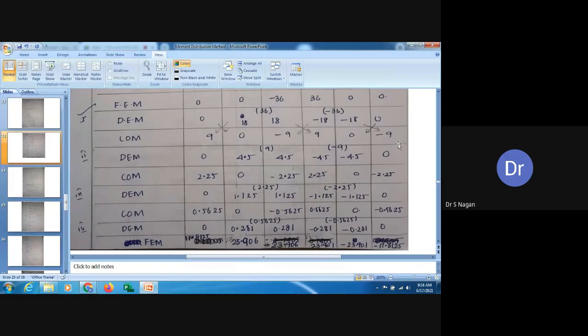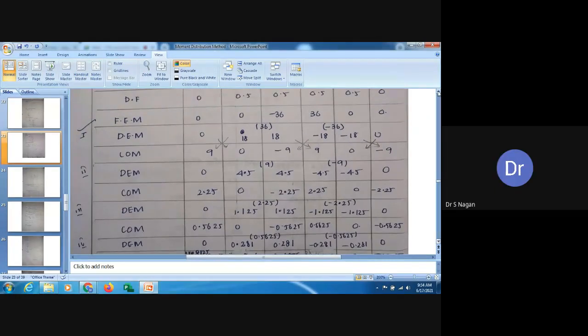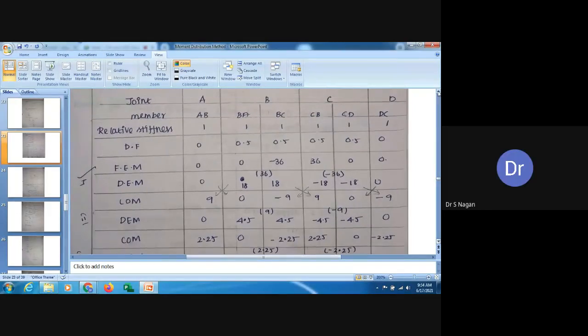Do you have any doubt in this moment distribution table? Has anyone done it parallelly by yourself? Yes, sir. Very good. Because that will improve our confidence in the method.